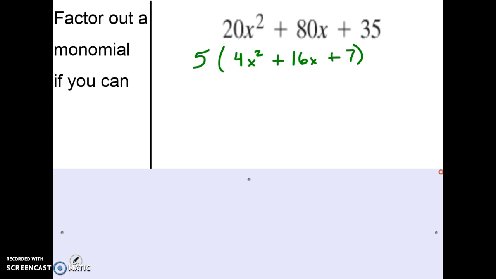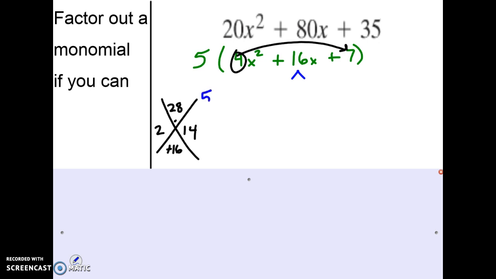So what we do is 4 times 7. 4 times 7 is 28. And they have to add up to 16. Well, 1 and 28 wouldn't work, but 2 and 14 does. So I'm going to split up that 16x.